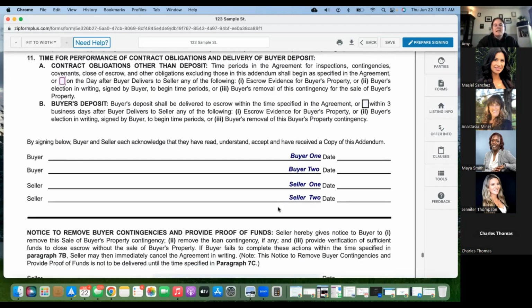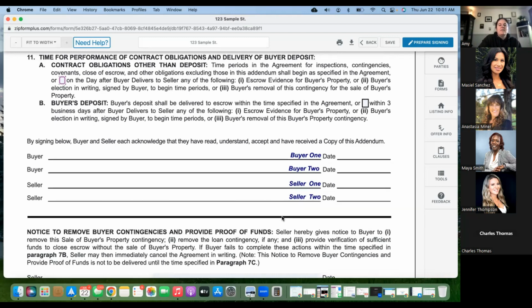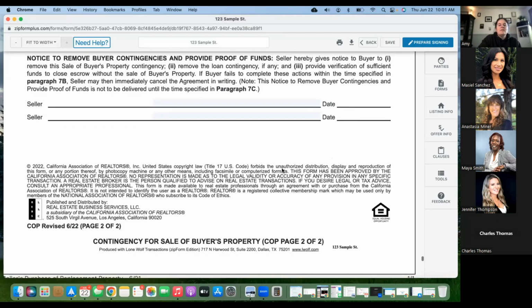Okay, buyer signs, seller signs, even if there's a counter offer, seller still signs this because the counter offer would be a counter offer to the purchase agreement, and it's noted on the signature line for the purchase agreement that we're countering. Okay. Now, the bottom section here is the removal of the contingencies.